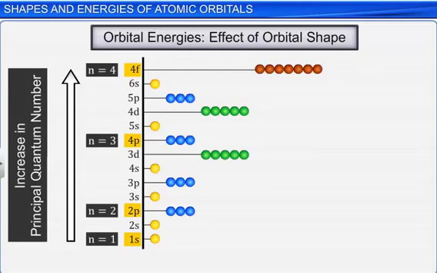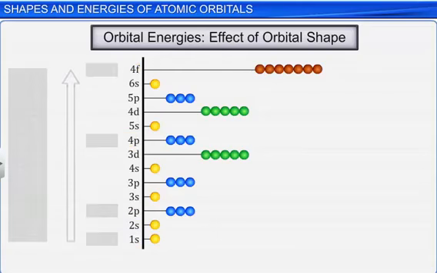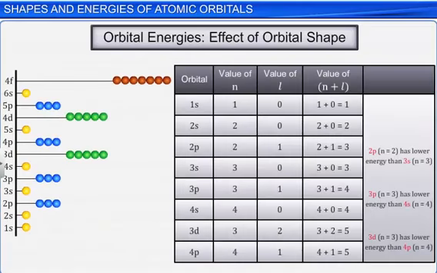As a generic guideline, the lower the value of n plus l for an orbital, the lower is its energy. This explains why 4s possesses lesser energy than the 3d orbital. If two orbitals have the same value of n plus l, for example, 2p and 3s orbitals, the orbital with lower value of n, that is 2p, will have the lower energy.